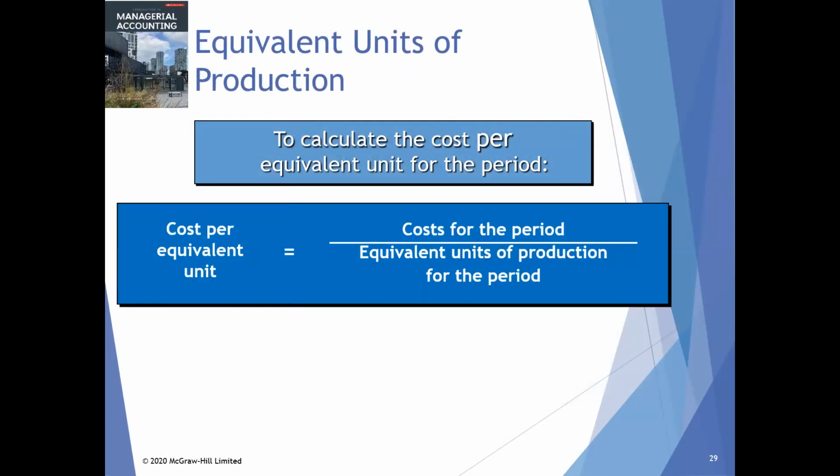Now, the cost per equivalent unit. How to calculate the cost per equivalent unit? So, cost of the period means all the expenditure for that particular period, divided by equivalent units of production for that particular period. In this way, we will be able to calculate the cost per equivalent unit for the period.